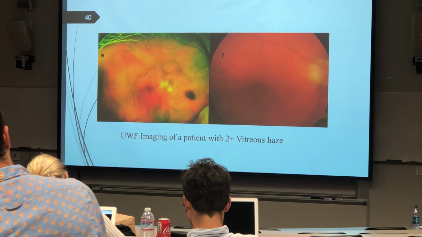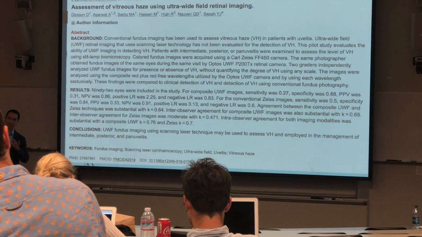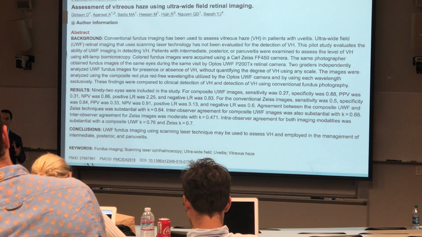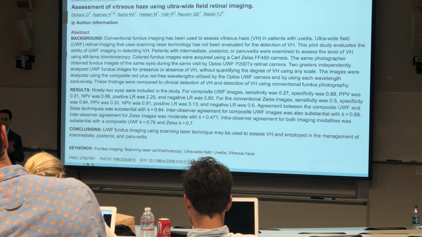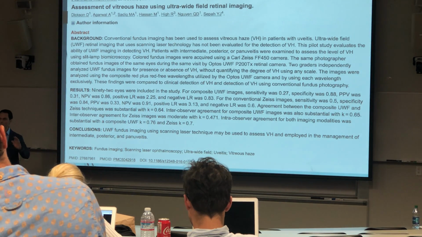We did show for the first time that it is actually possible to see vitreous haze in eyes with these wide-angle imaging systems, the SLOs and the confocals. The challenge is that it is very difficult to differentiate between 0.5 and 1 plus. So 2 plus and 3 plus, above those, it is easy to identify those patients with Optos and with SLOs. But if you have image, question? Yeah.